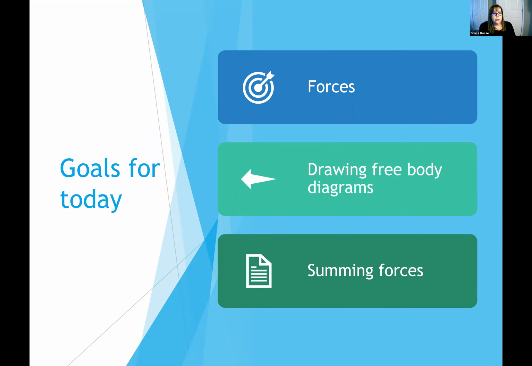This video is all about forces, and more specifically about a certain type of diagram that we use to graphically represent all of the forces that are acting on a system. So this video is going to teach you about what a system is, how to draw this diagram, and then how to use this diagram.